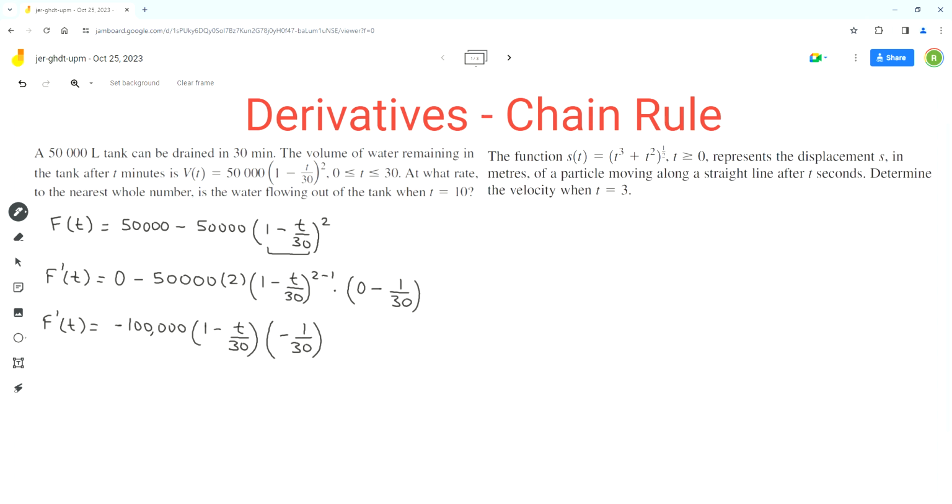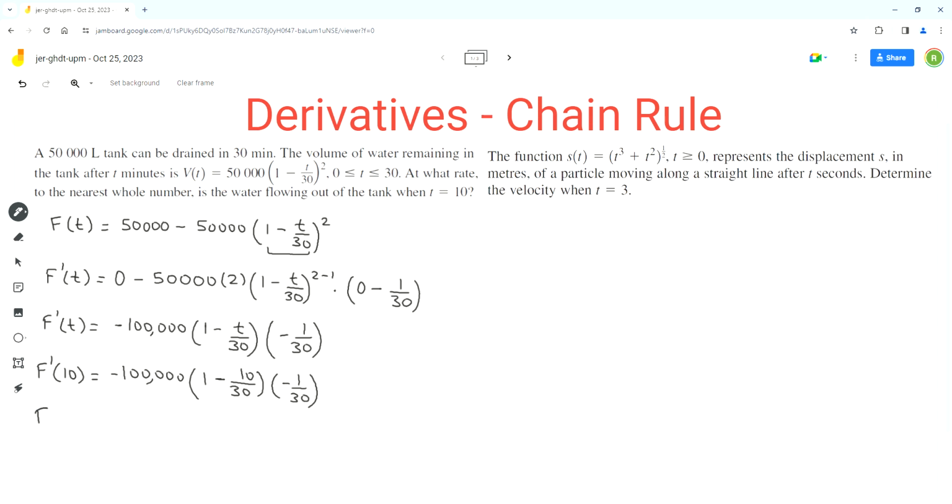Now we have to find the rate at which the water is flowing out at t equals 10. So in the next step we can sub in t as 10. So F'(10) equals negative 100,000 times (1 - 10/30) times negative 1/30.